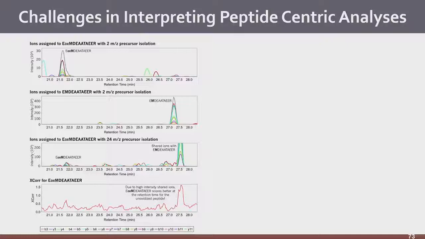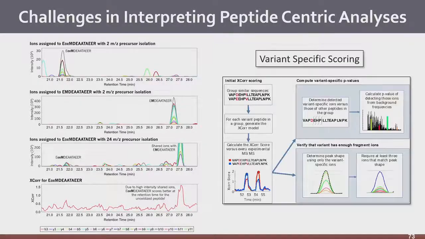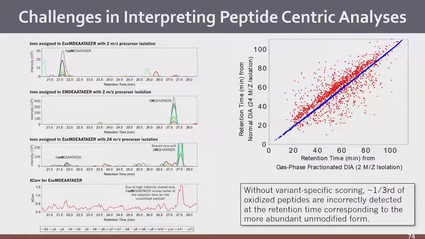This one scores much higher at this retention time. For the oxidized peptide sequence, notice it's at the N terminus, so almost all the Y ions are shared. And so what you do is you falsely, incorrectly assign this individual retention time, the unoxidized signal, to that of the oxidized peptide. And so we've come up with a variant-specific scoring. If you look across a wide retention time, you notice that here's the correct data with the 2 m/z wide isolation window. If you look across a wide retention time window, a third of the oxidized peptides are incorrectly detected at the retention time corresponding to the more abundant unmodified form.